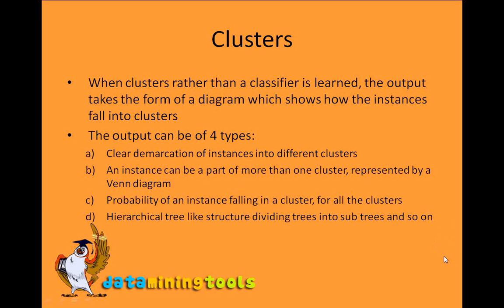Our next type of learning is clusters, which is our last type of knowledge representation we are going to talk about. When clusters rather than a classifier are learned, the output takes the form of a diagram which shows how the instances fall into clusters. So basically we divide the whole instance space into different clusters. We are going to show you some diagrams which will help us imagine how clusters work.